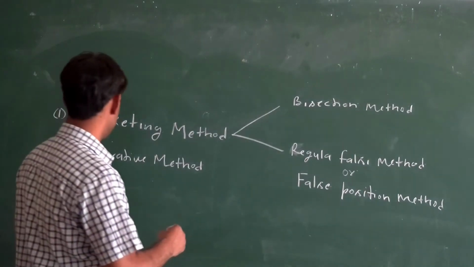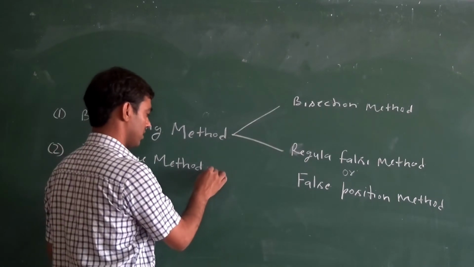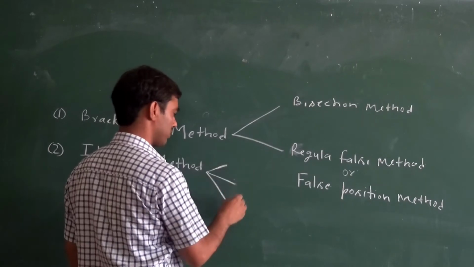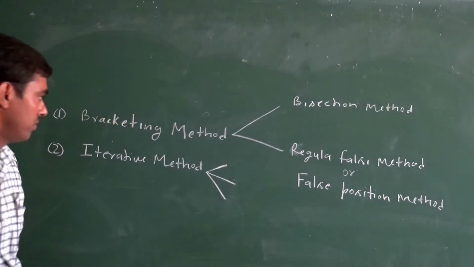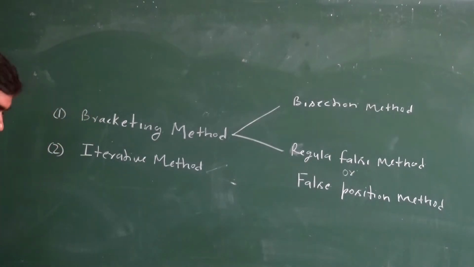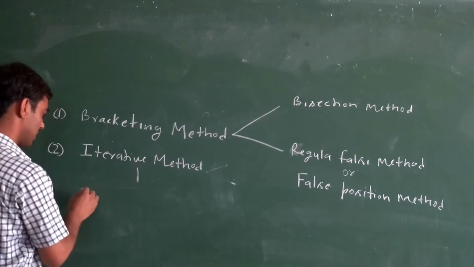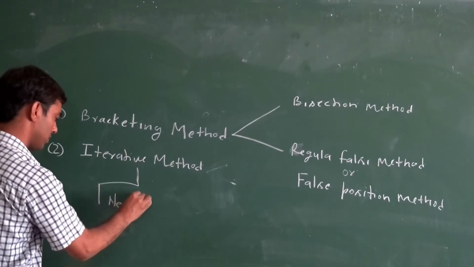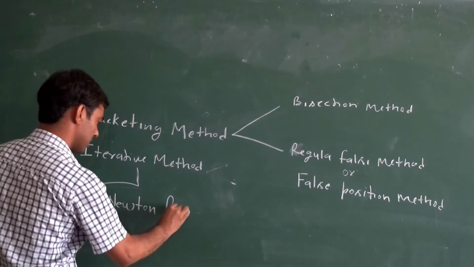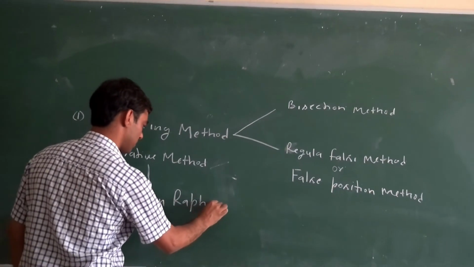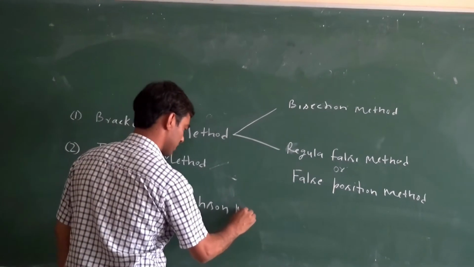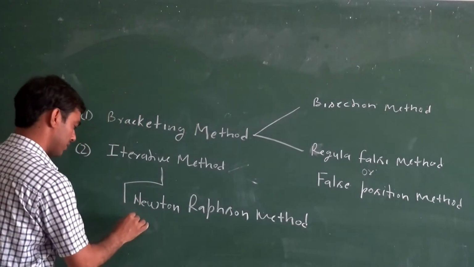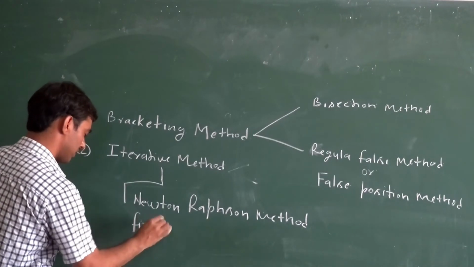In case of iterative methods, there are several methods, but here we discuss the Newton-Raphson method. Here we write that there are different methods. First one is the Newton-Raphson method. Fixed point method.